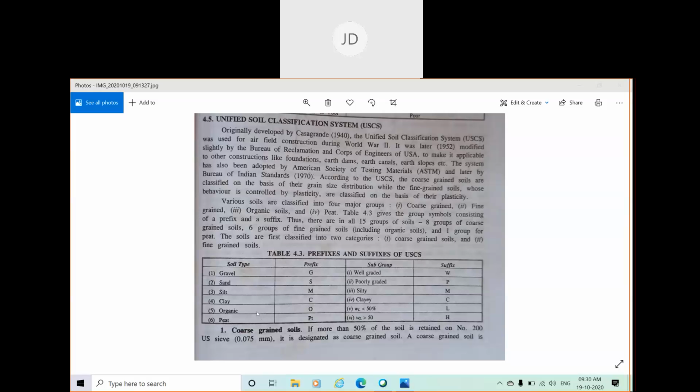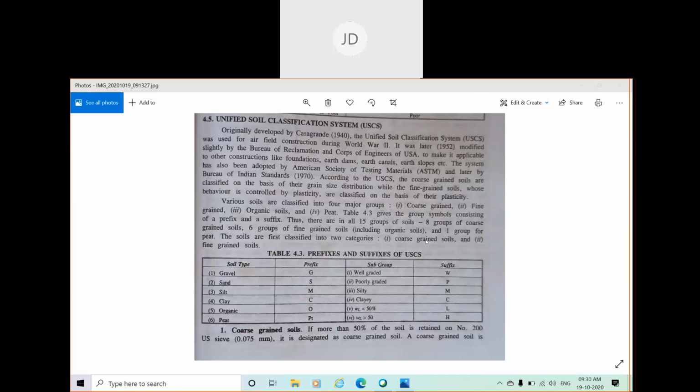Gravel is denoted by capital G, sand is denoted by capital S, silt is denoted by capital M, clay is denoted by capital C. If it is an organic soil, it's denoted by O. If it is a peat soil, then it will be denoted by PT. Okay, fine. This is the prefix used for the type of soil.